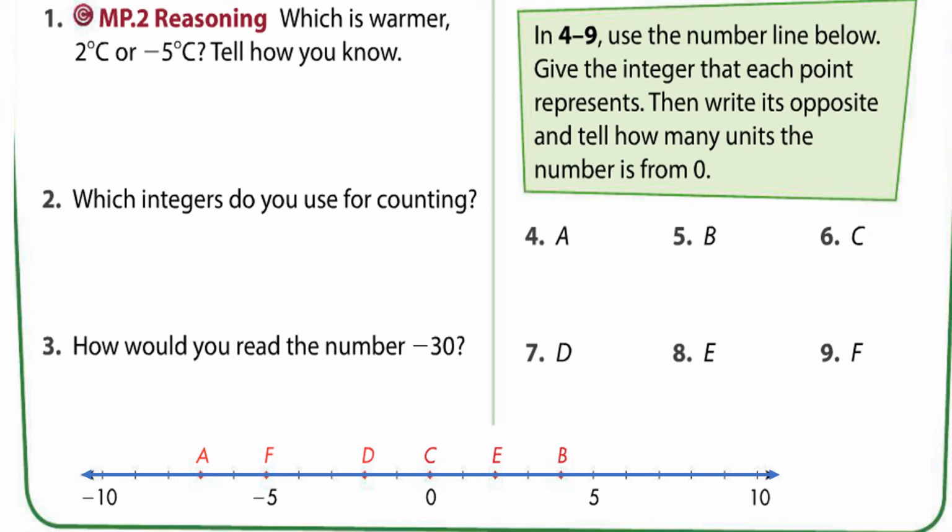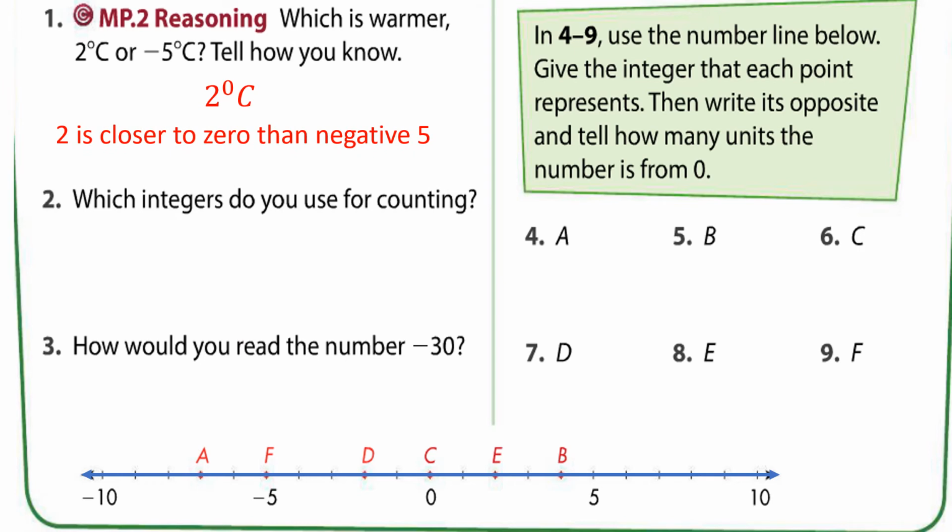Let's remember the number line. Yes, 0 in the middle, and 2 Celsius degrees will be on the right of 0, and -5 Celsius degrees will be on the left of 0. But which is closer to 0 here, guys? 2 or -5? Exactly, 2. So 2 is closer to 0, so of course 2 Celsius degrees will be greater, and of course warmer, because 2 is closer to 0 than -5, guys.